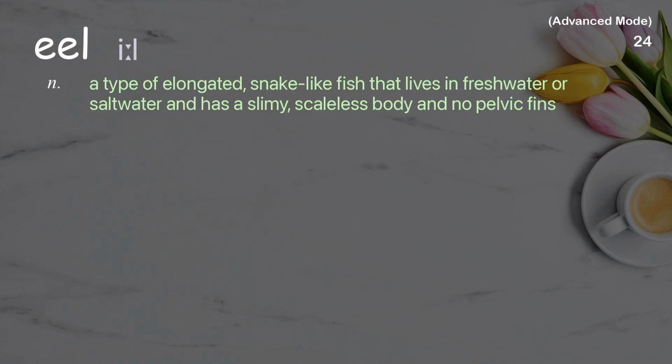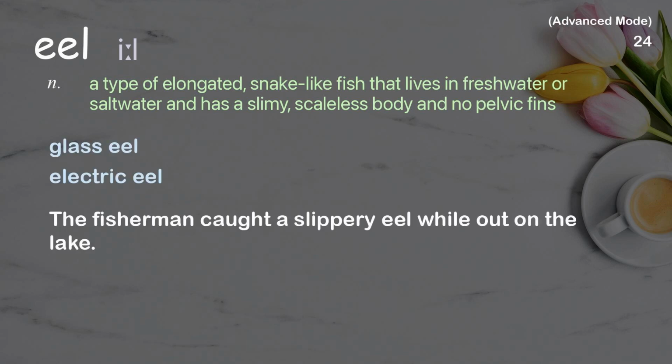Eel. A type of elongated, snake-like fish that lives in freshwater or saltwater and has a slimy, scaleless body and no pelvic fins. Examples: Glass eel. Electric eel. The fisherman caught a slippery eel while out on the lake.